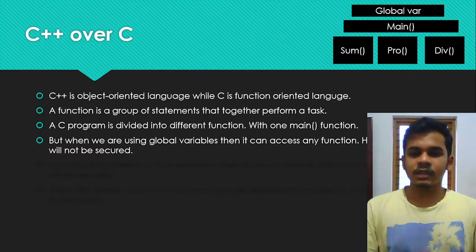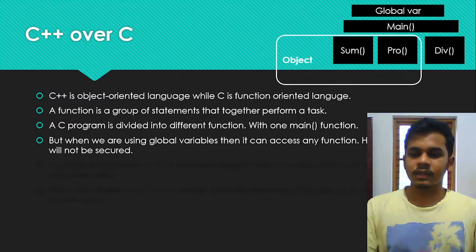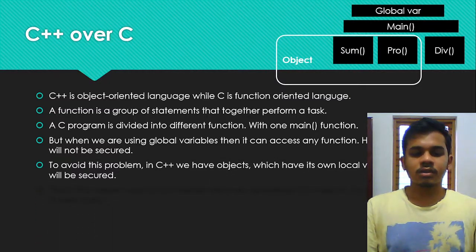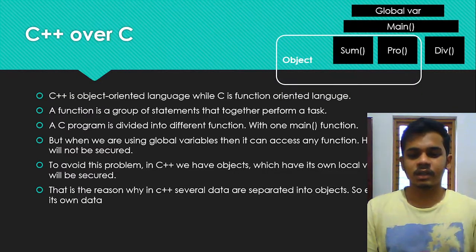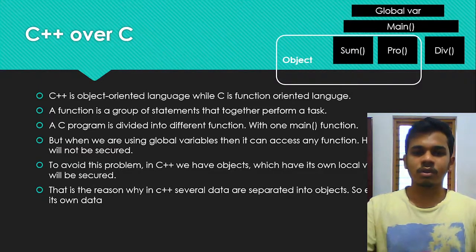So in this case the data will not be secured, but when we consider this sum and pro to be an object and the div to be another object, in this case these two have their own functions, which means the data will not be changed. To avoid this problem, in C++ we have objects which have their own variables, so data will be secured. This is the main reason why C++ separates data into objects, so each object has its own data.